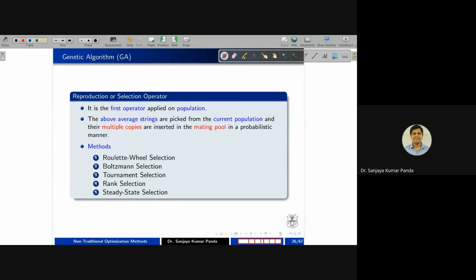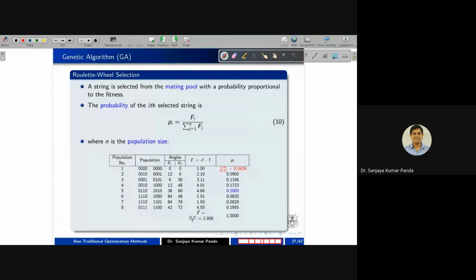Let us start with the first method, called roulette wheel selection. As the name suggests, there is a wheel, like the game we have in the Play Store. You simply roll a particular wheel and there is a marker. After a few seconds, the wheel stays in a particular location, and we look at where the marker is pointing. That is considered our solution.